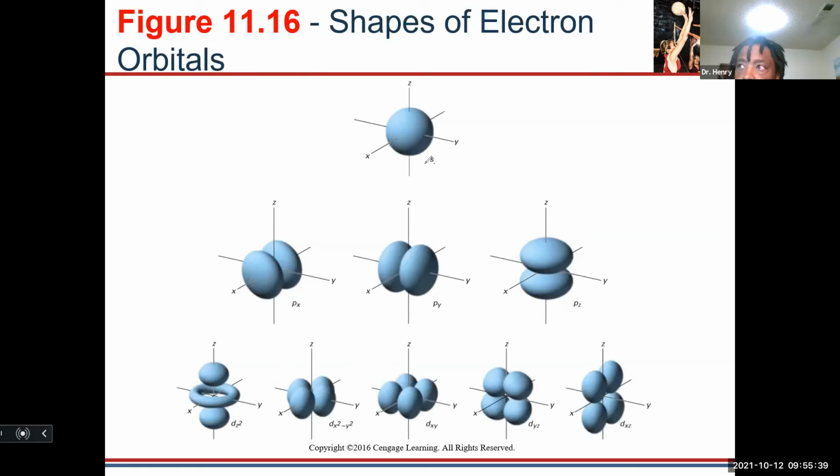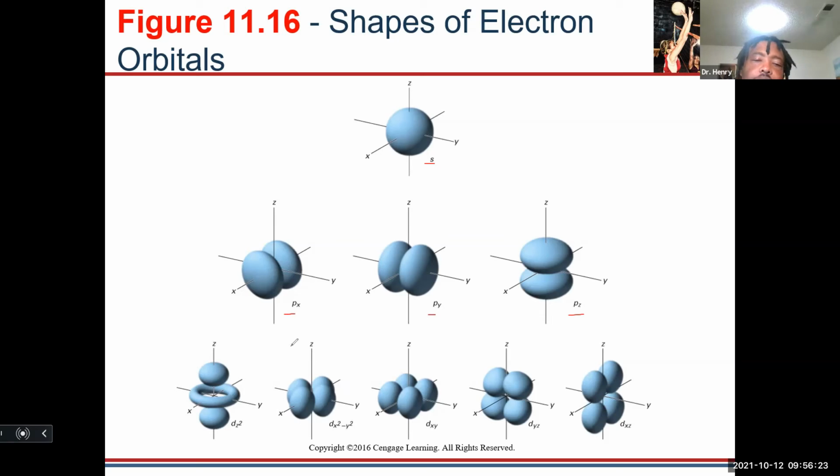So here's the S. These are your 3 p orbitals: px, py, pz, and each one represents the axis that it would be on. These are the d orbitals. This is your dz2, this is your dxy, dx squared minus y squared, this is your dxz, this is your dyz. So these would be all 5 of the orbitals associated with the d.